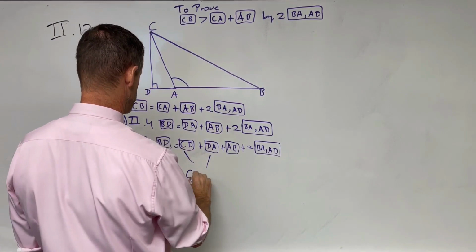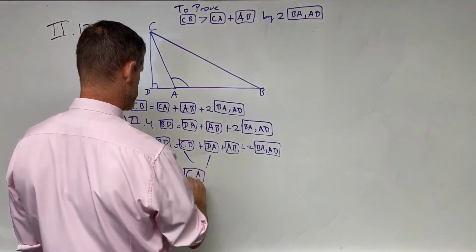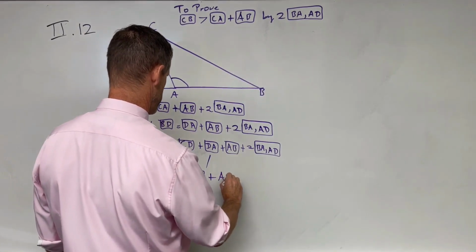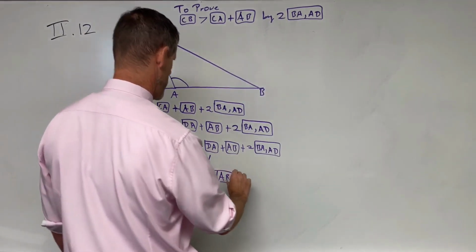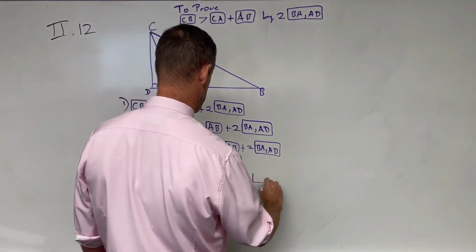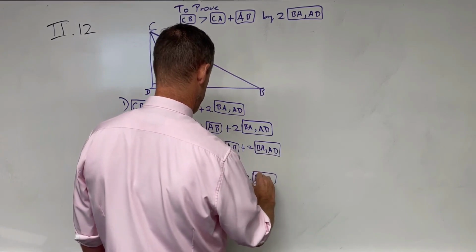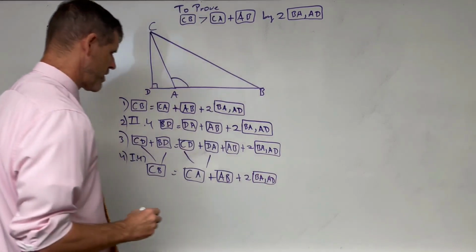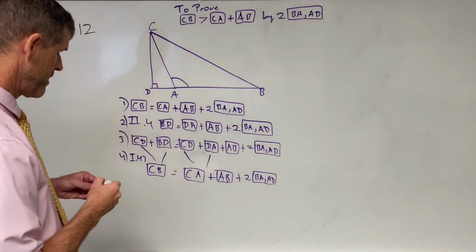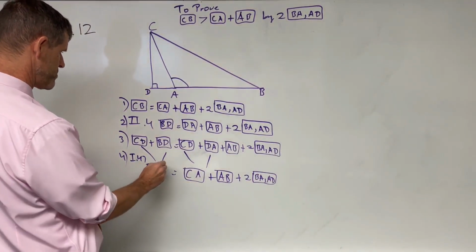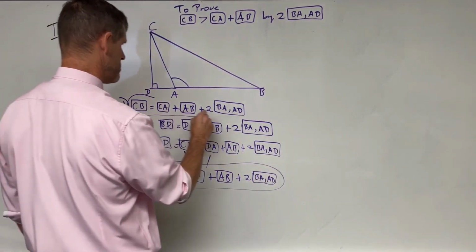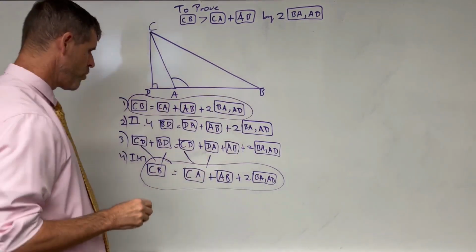Therefore, I can rewrite this as the square on CA, and then I've still got this over here. So I've got my square on AB plus twice the rectangle contained by BA, AD. But we can see that step 4 is exactly what we've got in our step 1.